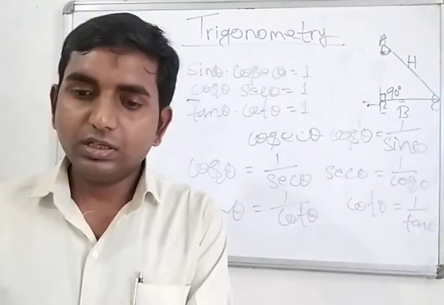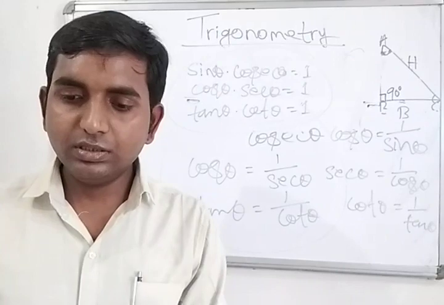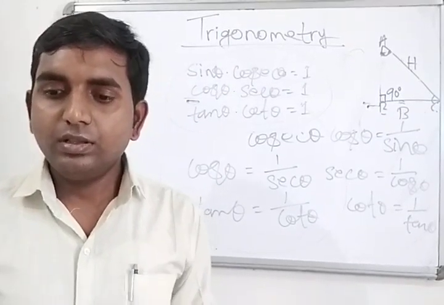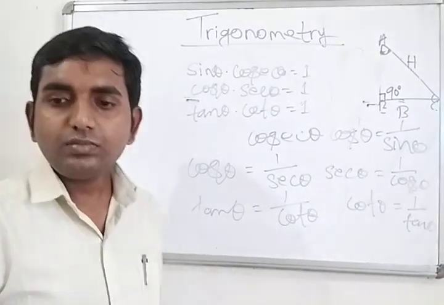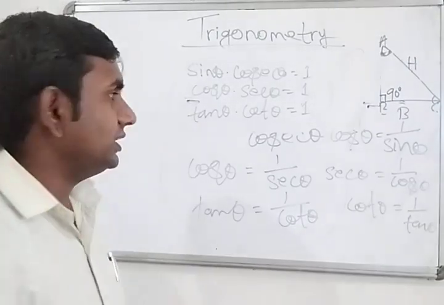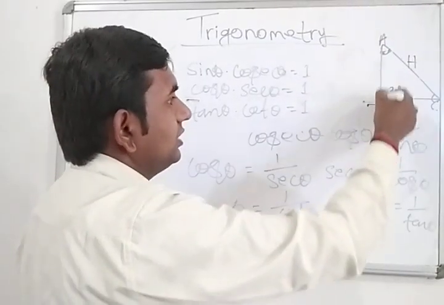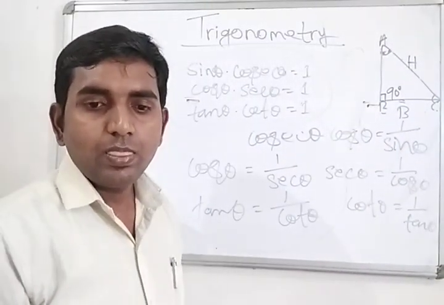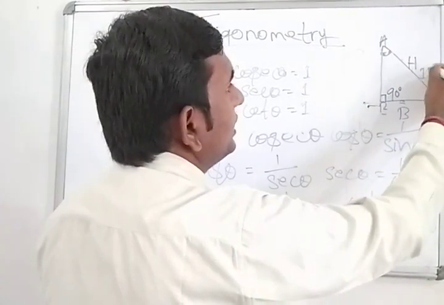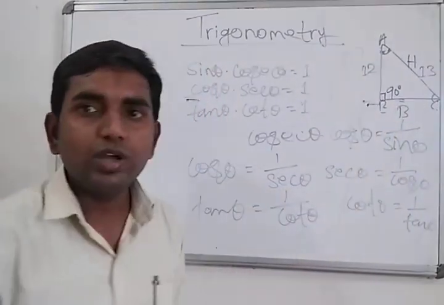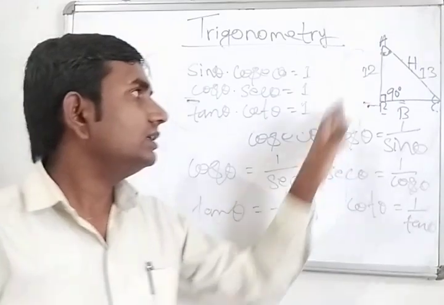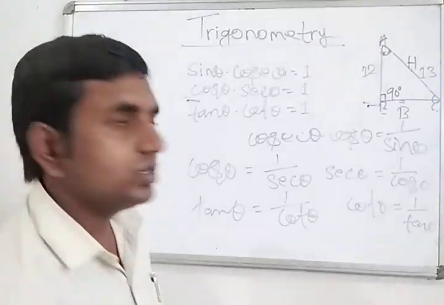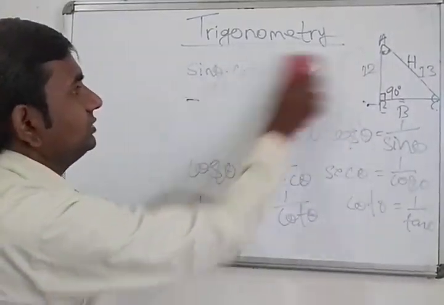Suppose we have a question given. Here we have question 12, and here is a triangle. Okay, and one side is given as 13, and this side is given as 12. We want to find sin theta and cos theta. Then how will we find it?